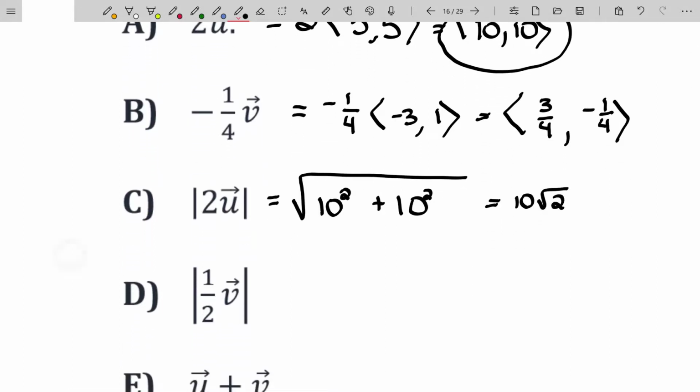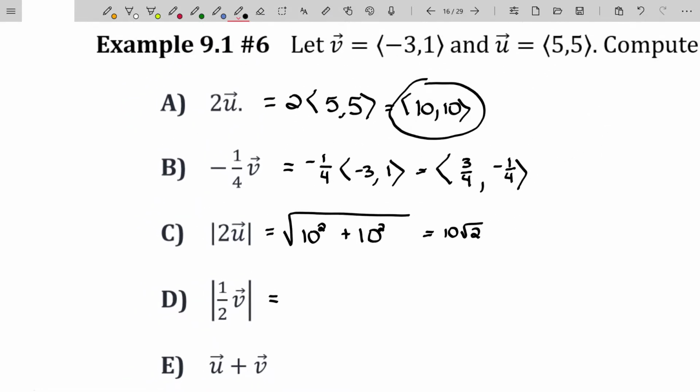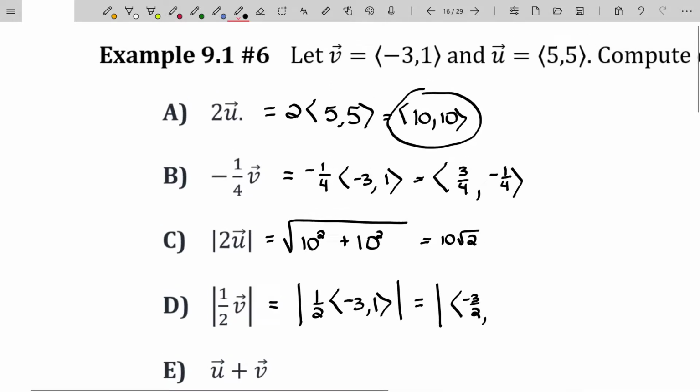Same thing, let's do the magnitude of 1/2 v. Would have been nice if I had done the magnitude of negative 1/4 v, but I didn't. So let's just go ahead and do this. It's the magnitude of 1/2 times the vector v. So we have to compute that first. That's the magnitude of negative 3/2, comma 1/2.